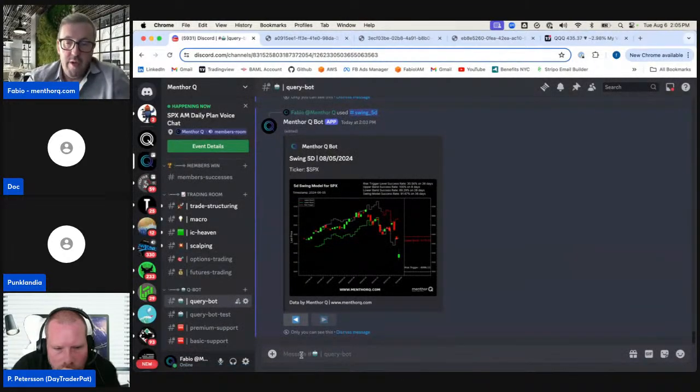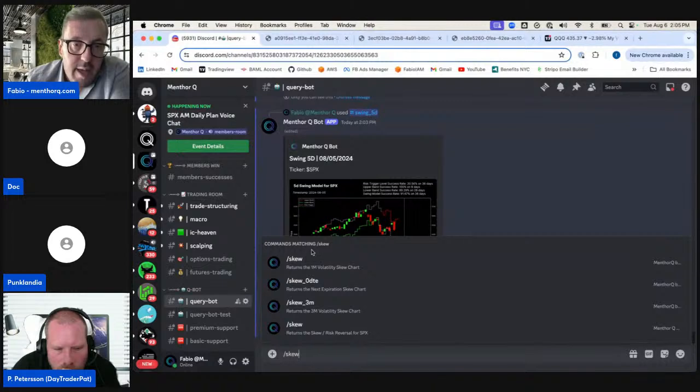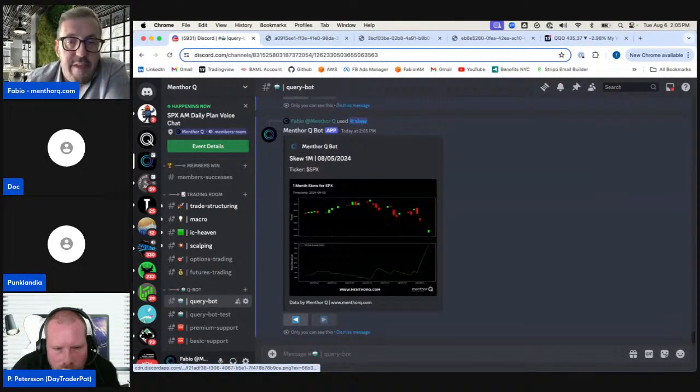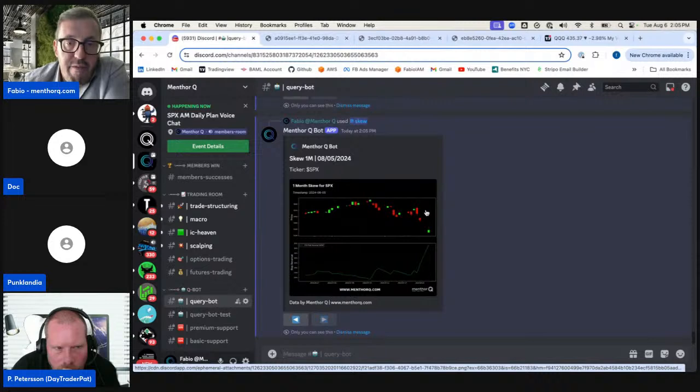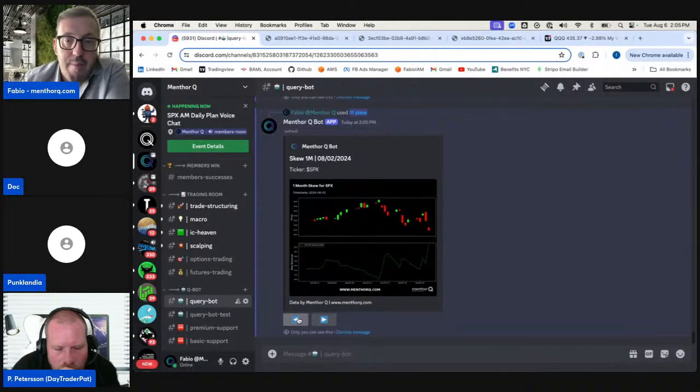Another thing we can do is look at the skew. The skew is our risk reversal skew, so it's looking at the volatility of the 25 delta calls and the 25 delta puts. Obviously we want to measure the spike in volatility, meaning that the puts are becoming more expensive.